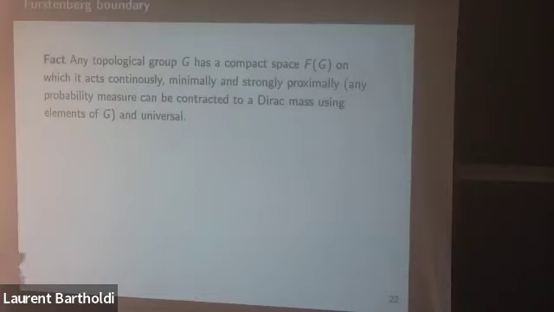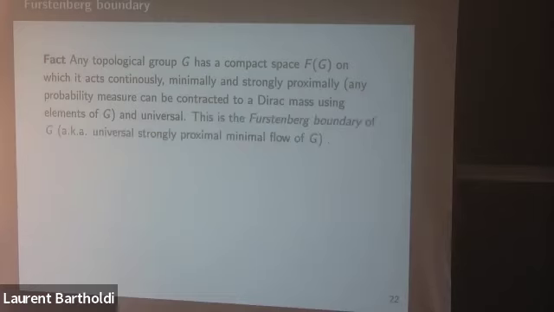Okay, so there is for each topological group a universal space which is the so-called Furstenberg boundary. And if you understand this Furstenberg boundary, you will understand any other strongly proximal action because it is a quotient of this Furstenberg boundary.